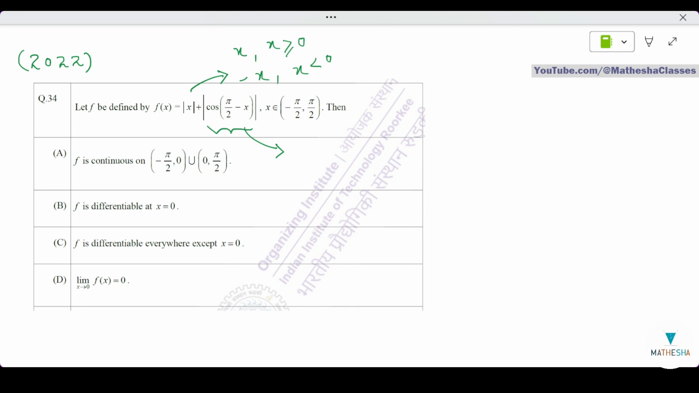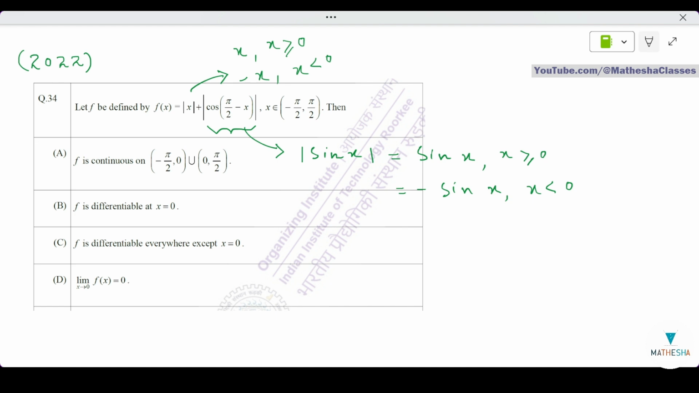And for this part, note cos(pi by 2 minus x) is what? It is definitely sin x. Now you are taking the modulus on cos(pi by 2 minus x), so basically you are taking the modulus on sin x. So that part must be equal to sin x when x is bigger than or equal to 0, and minus sin x when x is smaller than 0.